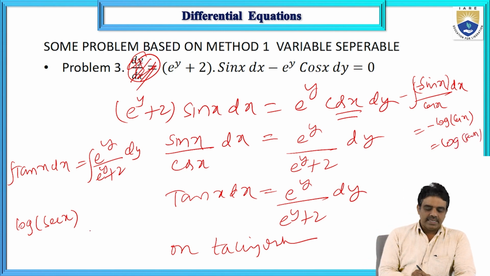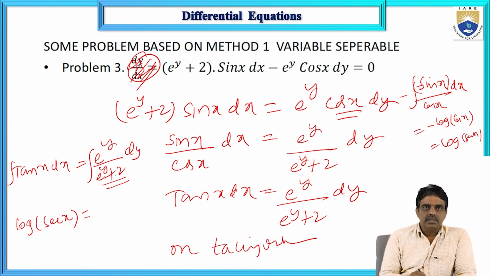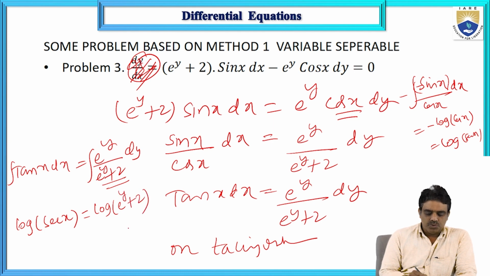The formula is log secant x, and the right hand side looks like e power y by e power y plus 2. If you take e power y plus 2 as f of y, then the derivative of e power y plus 2 is e power y plus 0, that means e power y only. So it is also looking like f dash of y by f of y dy. So this can be written as log of e power y plus 2 plus log c, that is the integrating constant.